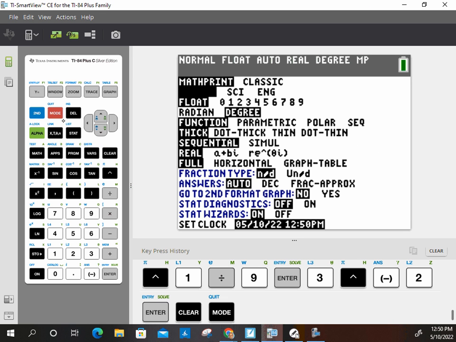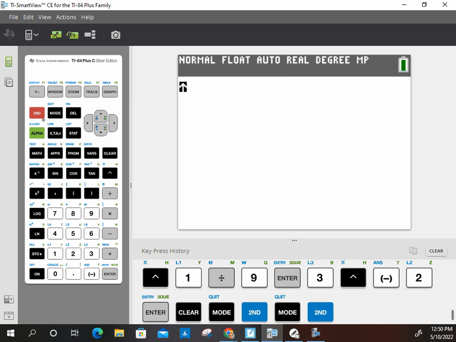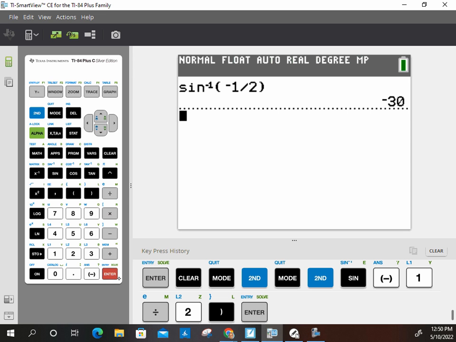Again, make sure your calculator is in degree mode. So degree should be highlighted. And we do sine inverse, -1/2. So we should get -30 degrees. Yes?